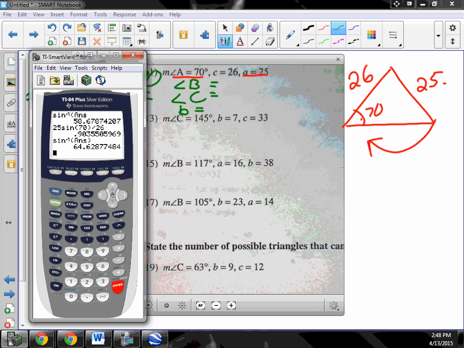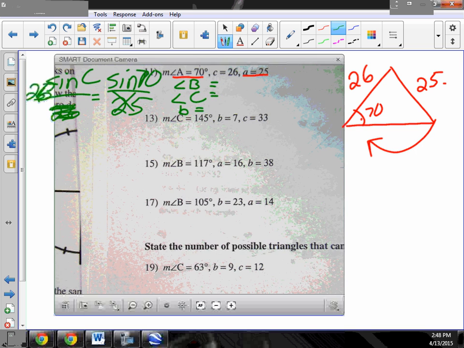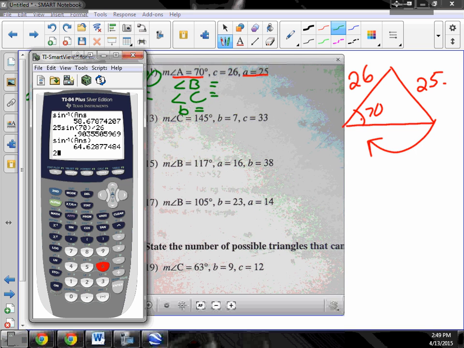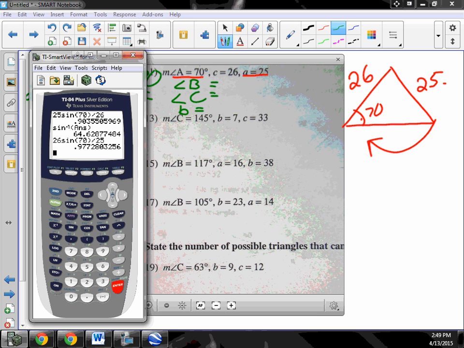Wait a minute, did I screw up? I got it upside down. Sorry. Oh man, I'm embarrassed. Anyway, it's 26 sine. Okay, sorry. 26 sine of 70 divided by 25. Now take the inverse. And we get 77.7, which means two solutions.